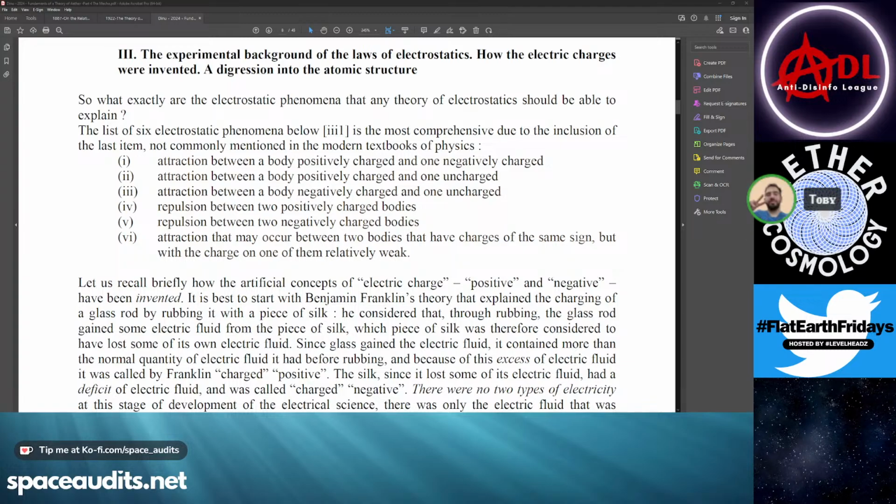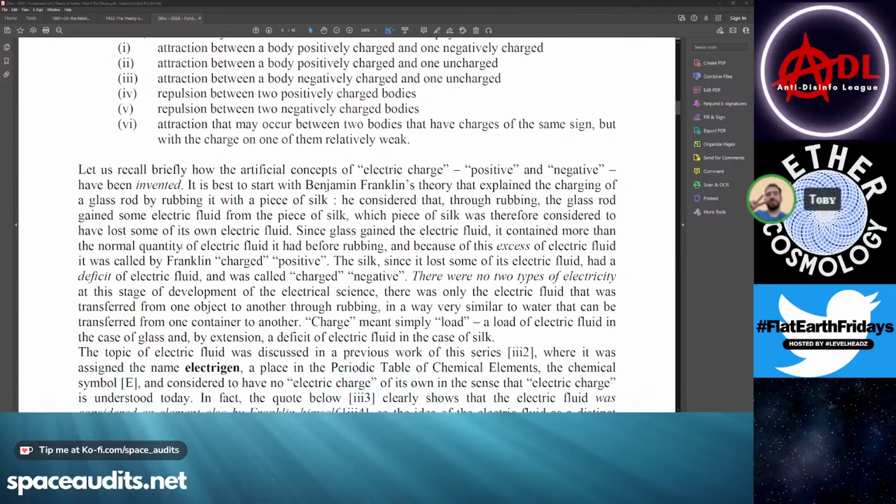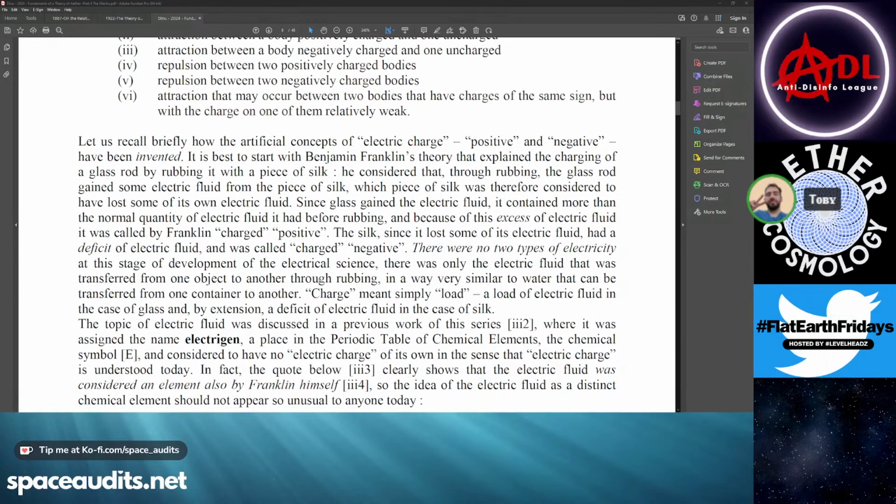So 1, attraction between a body positively charged and one negatively charged. Attraction between a body positively charged and one uncharged. Attraction between a body negatively charged and one uncharged. Repulsion between 2 positively charged bodies. Repulsion between 2 negatively charged bodies. And finally, attraction that may occur between 2 bodies that have charges of the same sign, quote unquote, but with the charge on one of them relatively weak. Well, there's really not quotes there, but sign is an interesting way to phrase it.